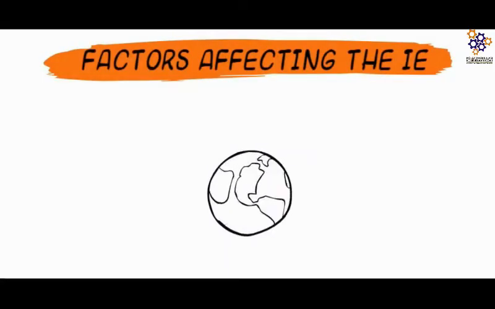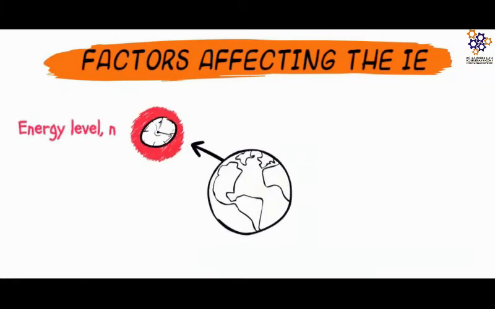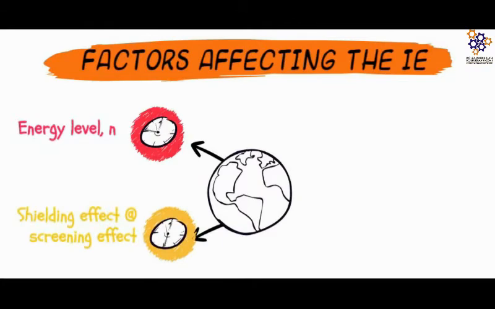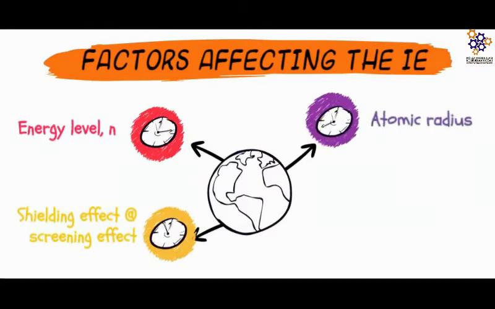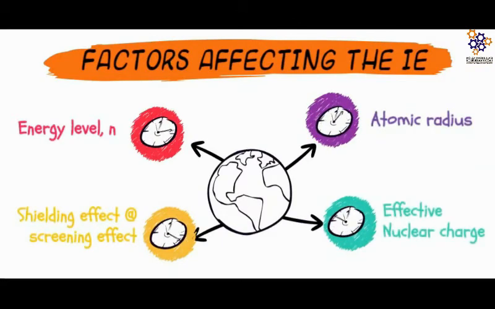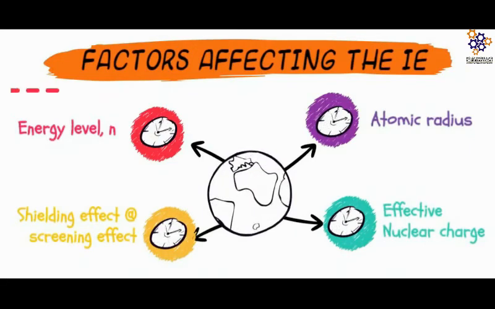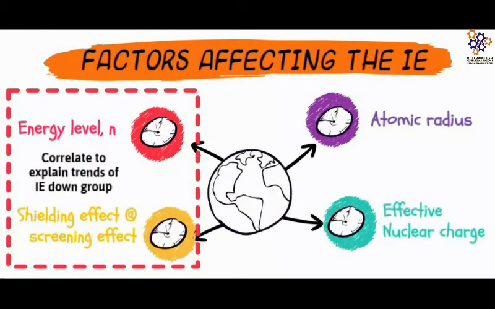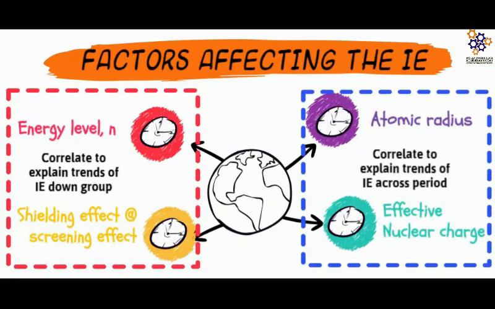Factors affecting the IE. There are 4 factors affecting the IE, which are energy level, shielding effect, atomic radius, and effective nuclear charge. Both energy level and shielding effect are correlated to explain trends of IE down a group, while atomic radius and effective nuclear charge are correlated to explain trends of IE across a period.